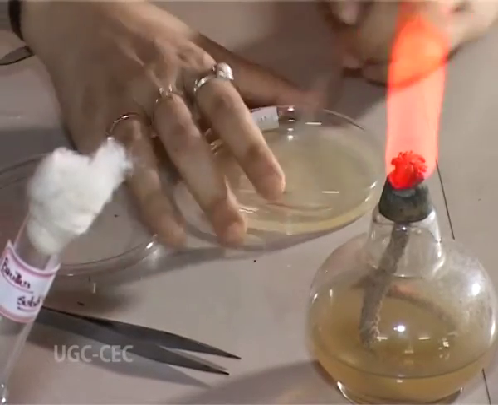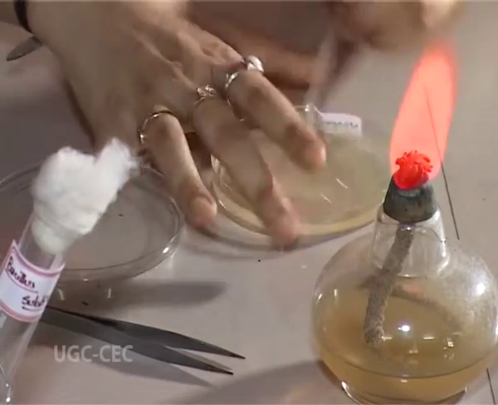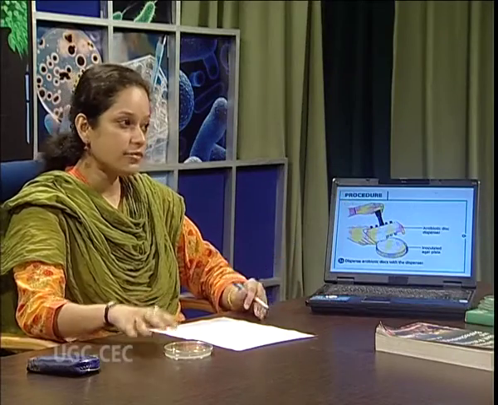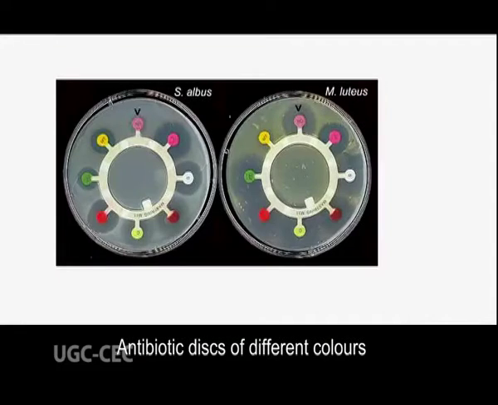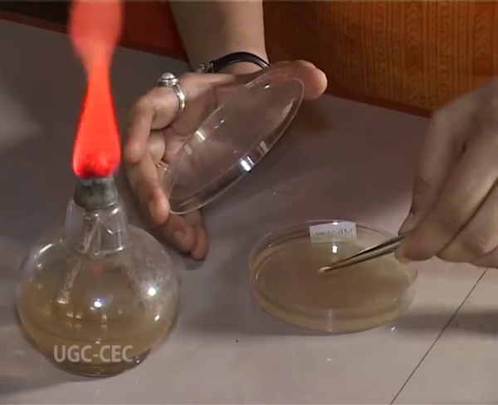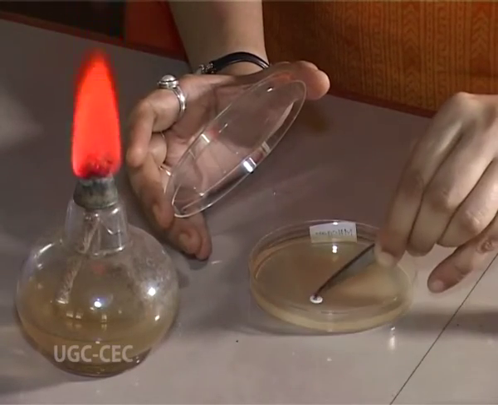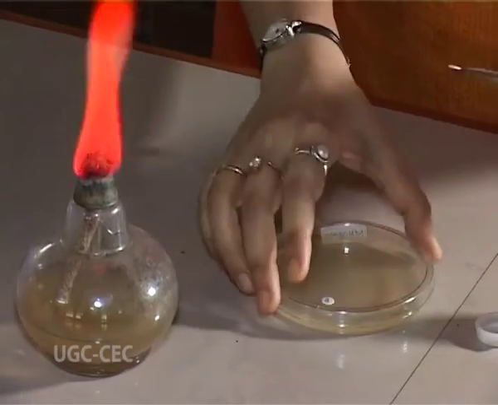After the bacterial inoculum has penetrated into the agar surface, we dispense the antibiotics with the help of an antibiotic disc dispenser or with the help of sterile forceps. This is the antibiotic disc we can see of different colors. It represents different kinds of antibiotics. Then it is placed on the agar surface with the help of sterile forceps, and each antibiotic disc should be at equidistance from each other.